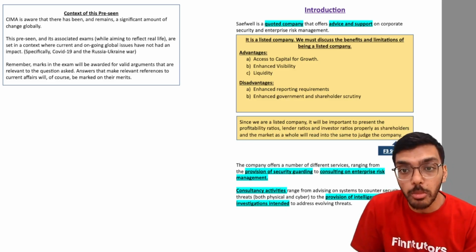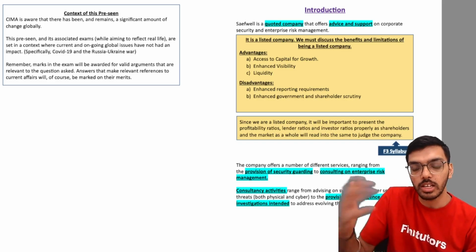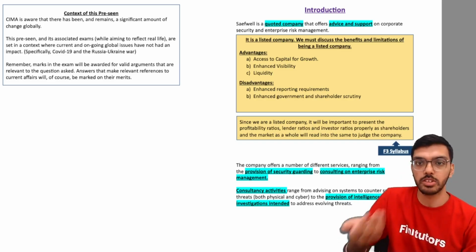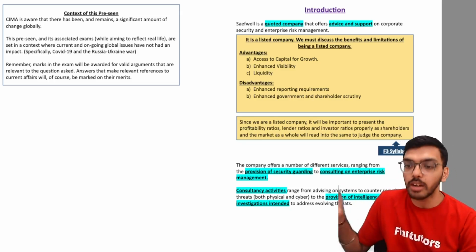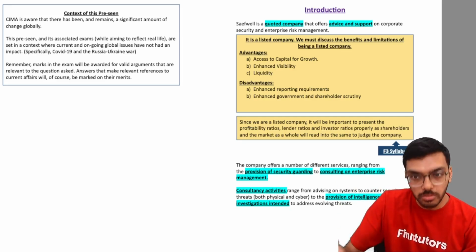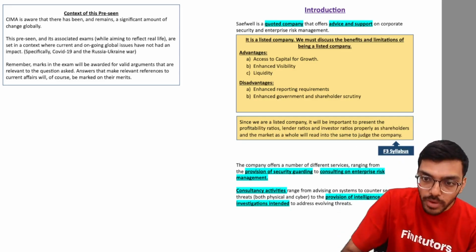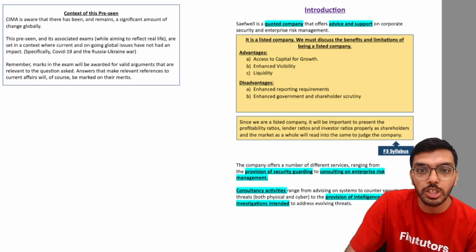And because we are talking about listing, it will be important because any listed company's financial statements, if you would have seen, you will see that there will be a whole detailed financial report: statement of profit or loss, statement of financial position, cash flow statement, profitability ratios, lender ratios, investor ratios.